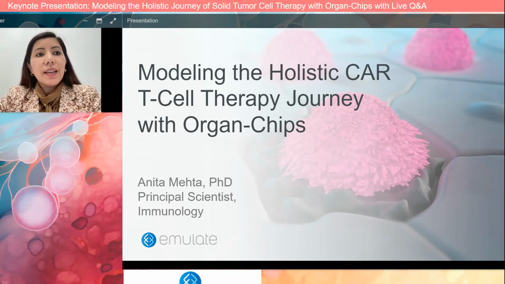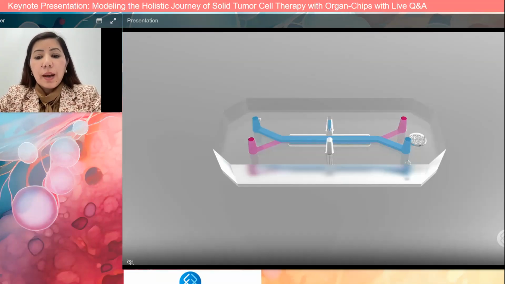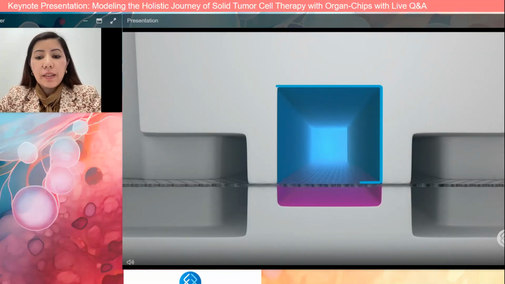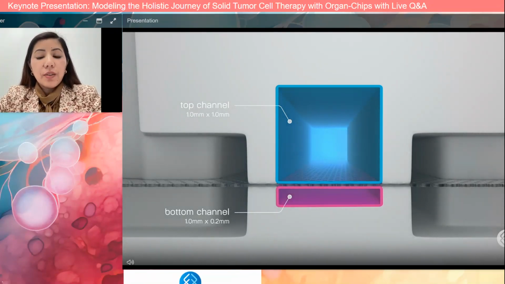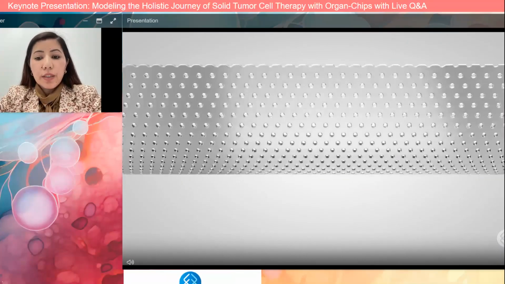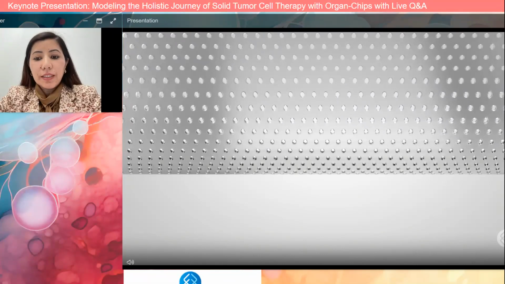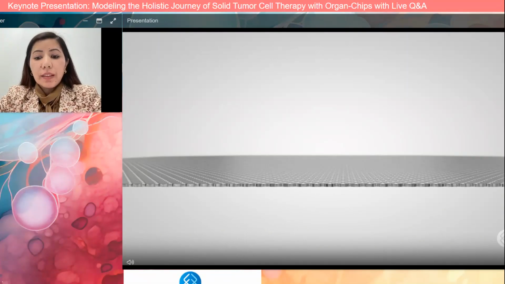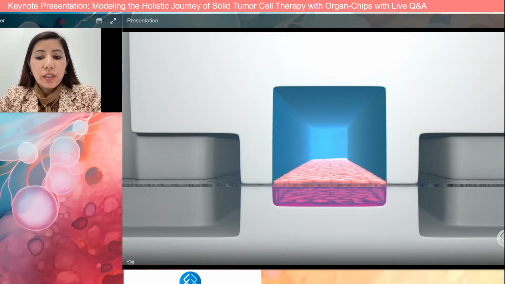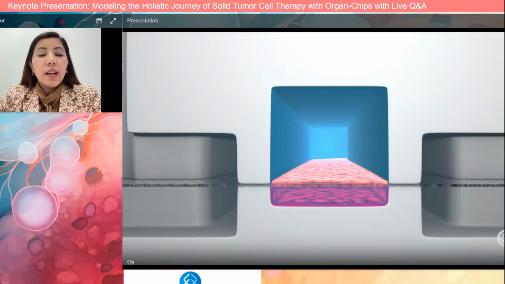So let's take a look at the organ chip. Inside we have two chambers, the top channel and the bottom channel. In the top channel, you can see your epithelial cells. In the bottom channel, you can see your endothelial cells. Both of these channels are separated by a thin porous membrane, which allows cell-to-cell interaction. And in the vacuum channels, stretch can be applied to mimic the actual stretching or breathing pattern.